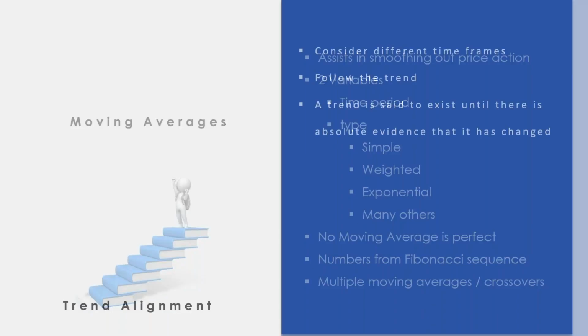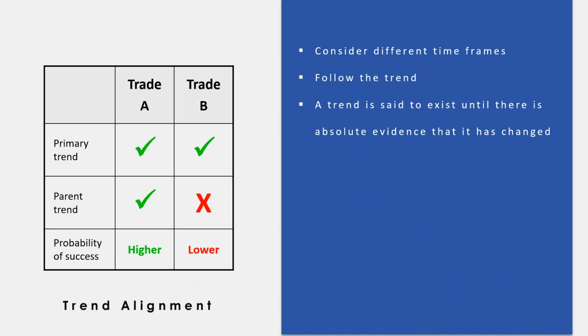Just wanted to share with you one more thing on this, and that is how we can use moving averages to greater effect. If you have two possible trading opportunities, and we'll call those trade A and trade B, and your primary trend was heading in the direction that you wanted to go, but what I refer to as the parent trend, so the longer term trend, is not heading in the direction you're going, you'll have a much lower probability of success compared to trade A, where everything is in alignment.